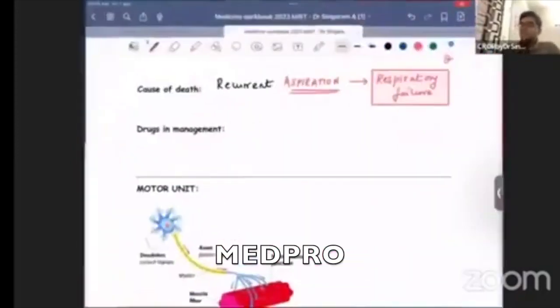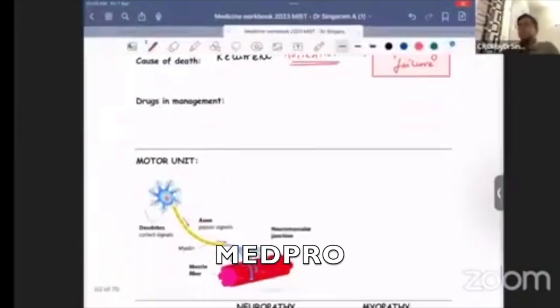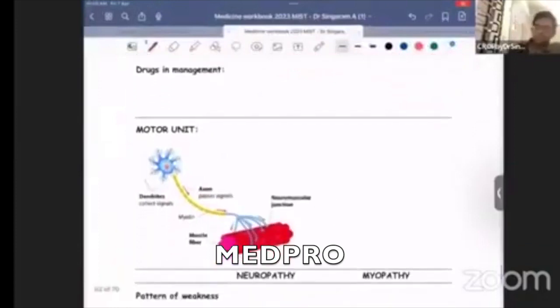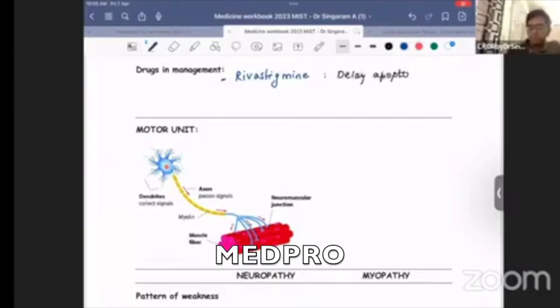After so much research, they found that one drug which can be helpful is rivastigmine. I have already told you this yesterday itself. Where did I discuss rivastigmine? It is one of the acetylcholinesterase inhibitors. This rivastigmine is found to delay the apoptosis of motor neurons. Nobody knows the exact mechanism, but it delayed the apoptosis of the motor neurons, thereby prolonging the life of the patient in amyotrophic lateral sclerosis.